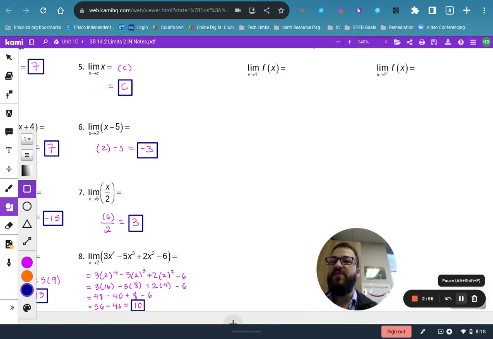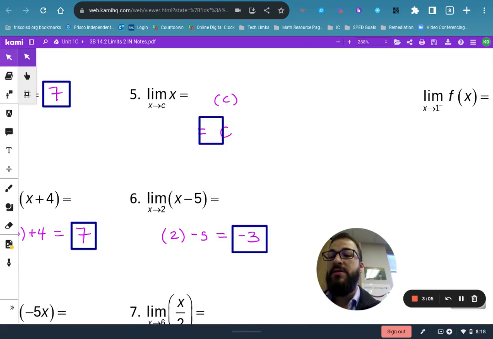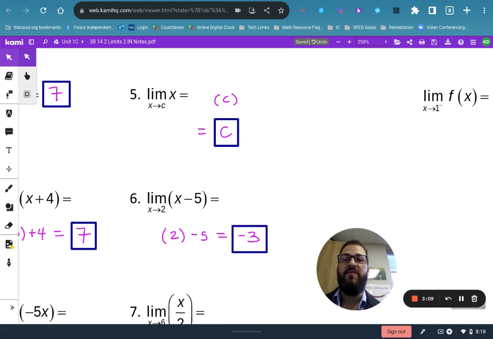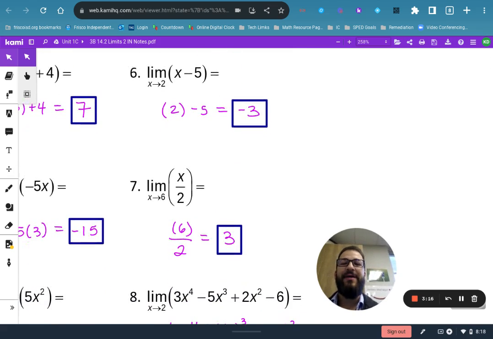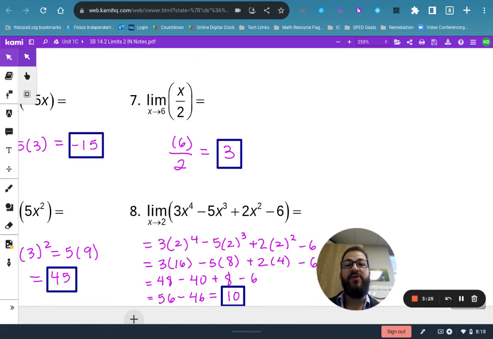All right, also a couple ones for us to go over here. So number 5, the limit as x approaches c of just x. So even though c is not an actual number, it is still representative of a constant, so I can just plug it into x, and I get out just c. That one might have been a little bit tricky, but not too terrible. Okay, number 6, the limit as x approaches 2 of x minus 5, plug in 2. 2 minus 5 is equal to negative 3. Number 7, the limit as x approaches 6 of x over 2, so plug in 6. 6 divided by 2 is 3.